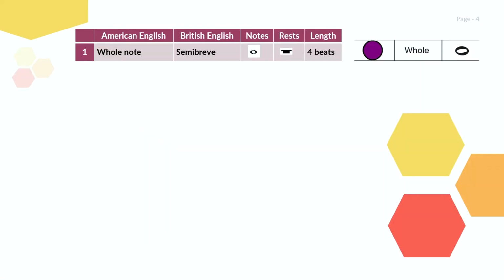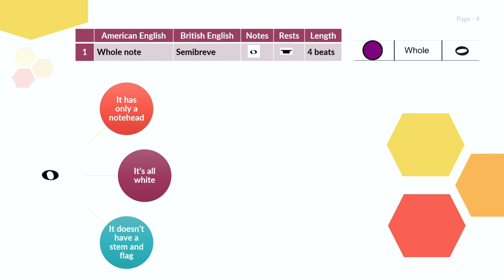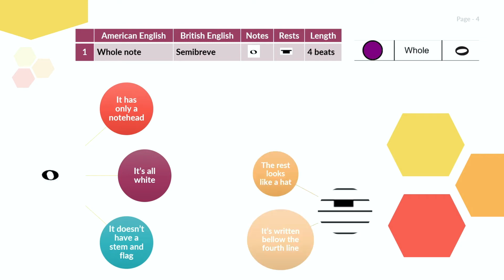In the first row, we have the whole note or semibreve. This note has only a note head, as you can see here. It's all white and does not have any stem and flag. The semibreve rest looks like an upside down hat. On the stave, you draw the rest below the 4th line. The semibreve rest and the note last for 4 beats. I think you still remember it represents the whole cake, right?